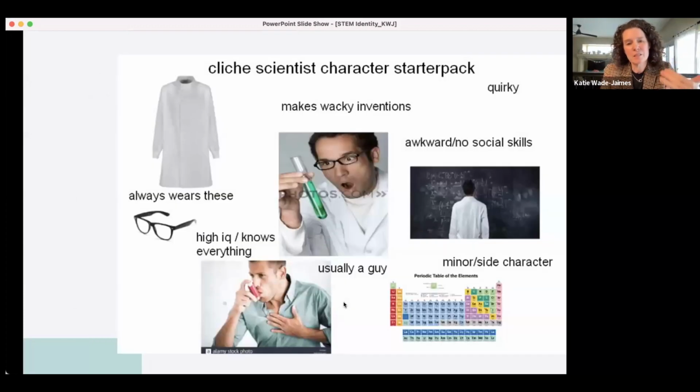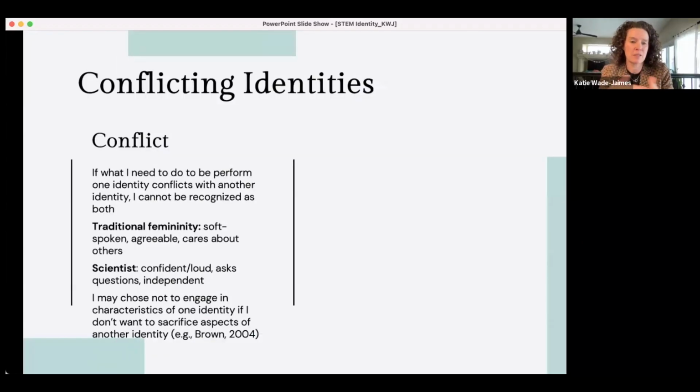So when we think about if this is my view of what a scientist is supposed to be or what I have to do to be recognized as a scientist, and this isn't how I see myself in terms of my other identities, then I'm going to experience some kind of conflict. So maybe I need to do things to perform one identity and it conflicts with another identity, so I can't be recognized as both.